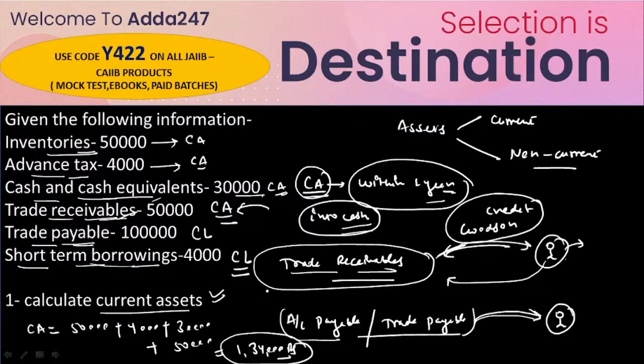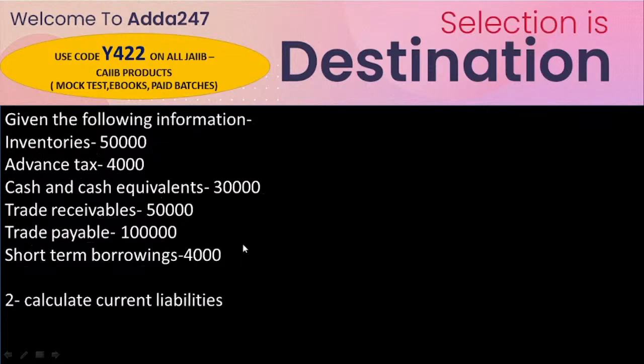Alright, so that's how we calculate current assets. We first have to classify current assets and current liabilities, and after that we can solve. Okay. Now the next question is about current liabilities. So first understand what we mean by current liabilities, also known as short-term liabilities.